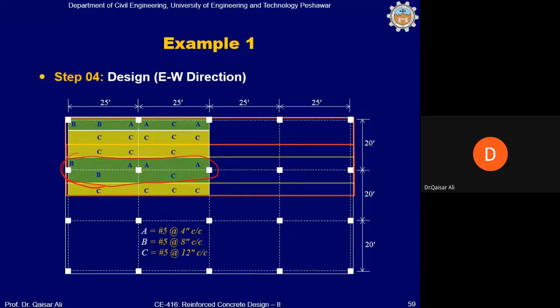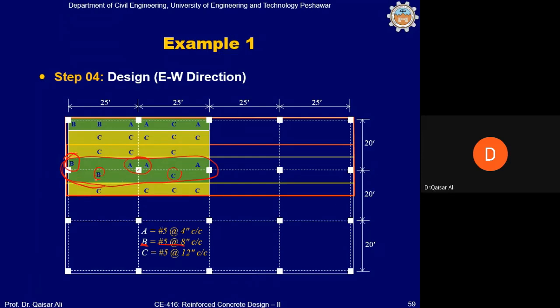For the column strip, B means number 5 at the rate of 8 inch center to center. So we have number 5 at 8 inch here, top bars. This is bottom bar, and A is also top bar. C is bottom bar. You have seen that for this bending moment, the spacing was coming out to be number 5 at 4.5 inch center to center, but we have chosen number 5 at 4 inch center to center, slightly on the higher side.